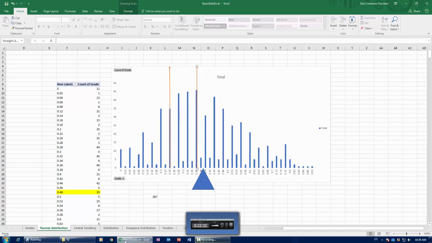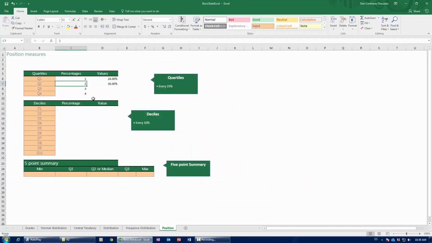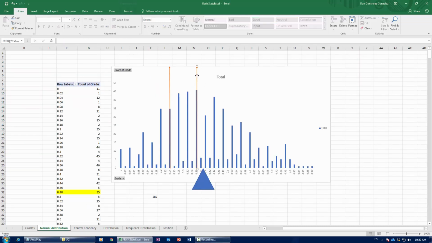Now let's check out the third quartile. Where is it? Here we go. Third quartile, we're going to grab it and drag it a little down here, and the third quartile means 75% of the population is at or below a 52% grade.